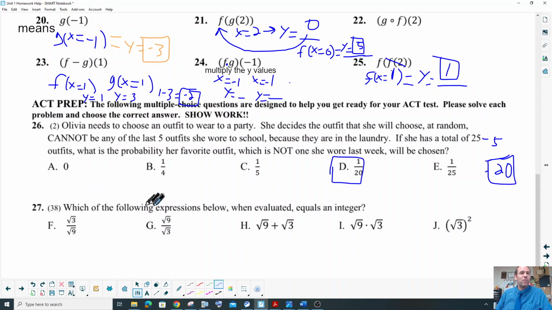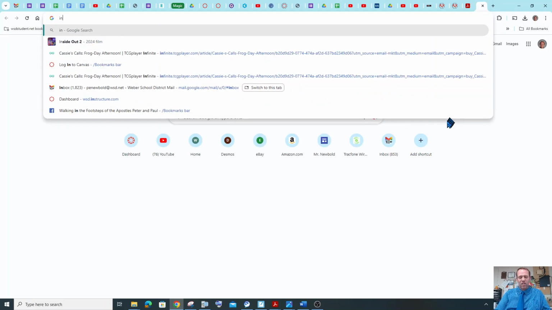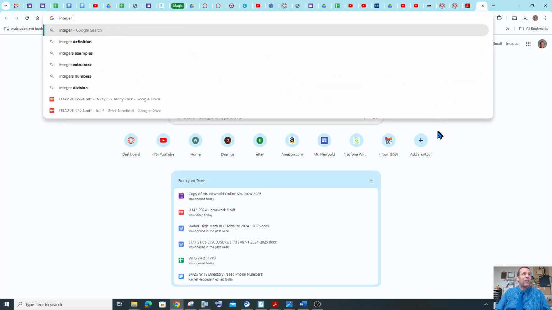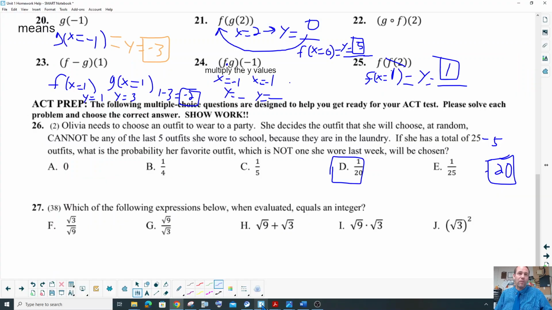Okay, so which of the following expressions below, when evaluated, equals an integer? So what is an integer, first of all, right? Let's remind ourselves what an integer is. Definition of an integer: it's a number that's not a fraction. It's a whole number, right? Yeah, so it's a whole number. And so one of these is going to be a whole number, basically. So which one of these is going to be a whole number?